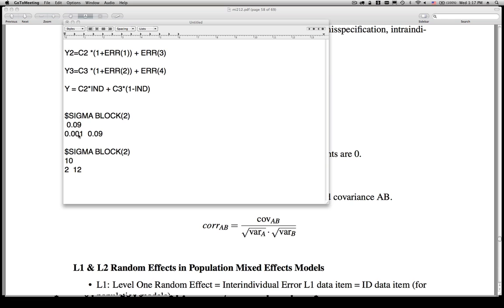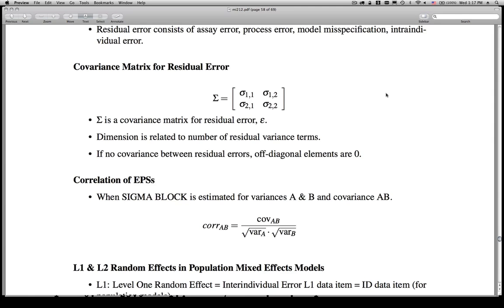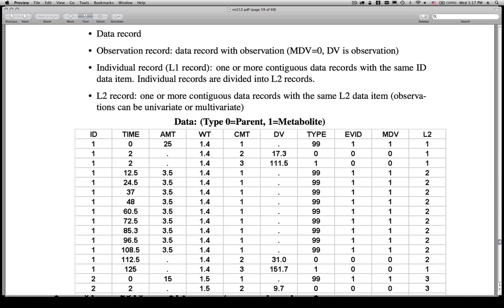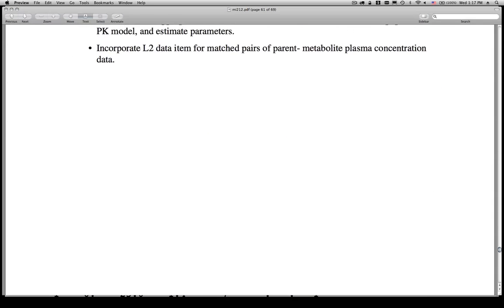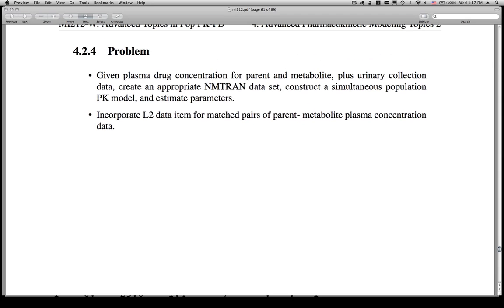Okay, if we're done with the questions there, I'll go on to the problem. I'm going to give you data sets now: plasma drug concentration for parent and metabolite, plus some urinary data. I haven't posted them yet, but I will post them as soon as we're done with class. And they'll be in separate pieces. You'll need to put them together into an NM-Tran data set.